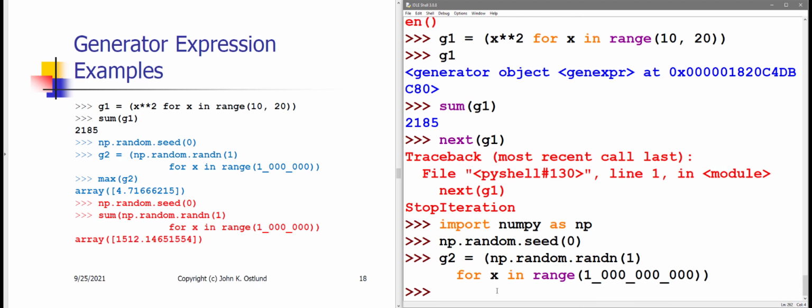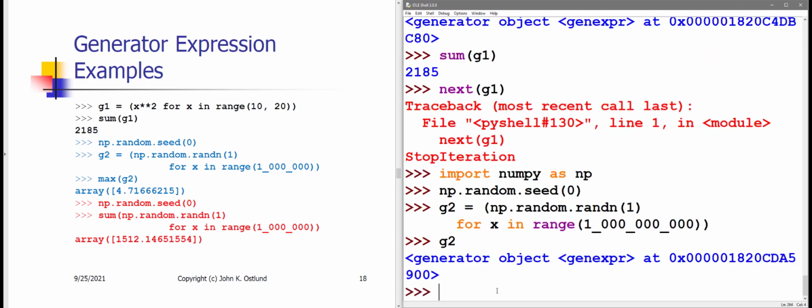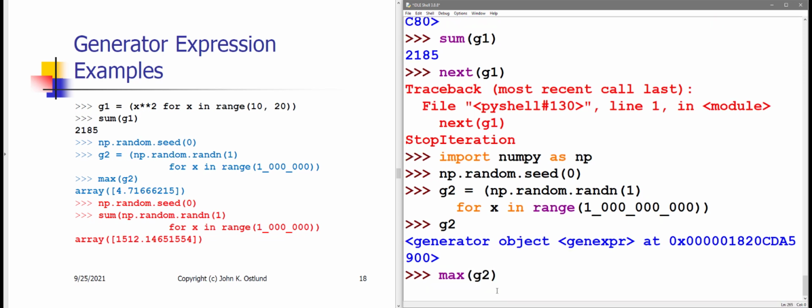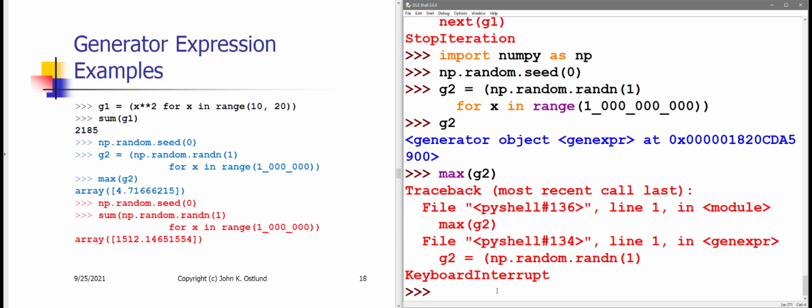Okay, but I want to be clear. I have not allocated 1,000,000,000 ints. I have merely allocated a generator object that, when I ask for next values, will eventually give me back 1,000,000,000 values. And if I ask for the maximum from G2, I get, after a little bit of thumb twiddling, maybe a lot of thumb twiddling. When I did this with 1,000,000, it only took a couple of seconds. So maybe it's going to take 2,000 seconds now. All right, I give up.